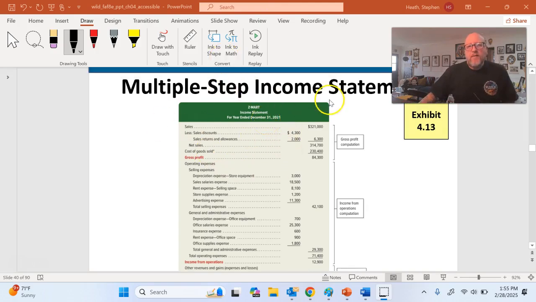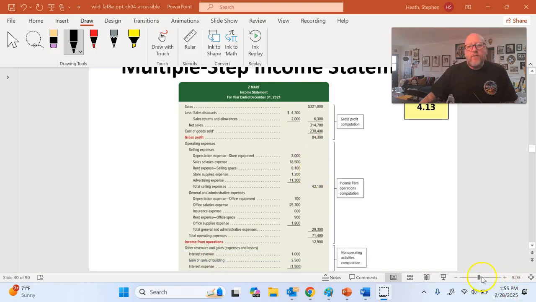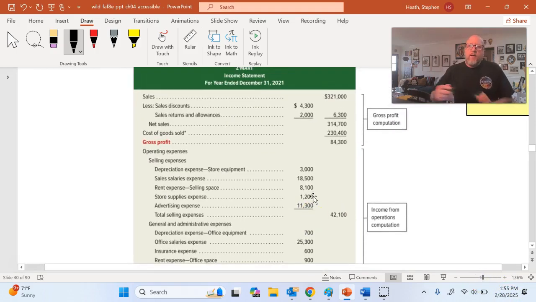This is a multi-step income statement. A multi-step income statement, I'm just going to zoom in for a second. The multi-step income statement is going to break out stuff by gross profit first, right? So sales minus cost of goods sold is gross profit. This is the type of financial statement, the income statement, that you'll see most in public filings for corporations.